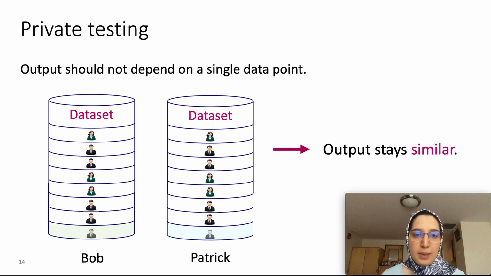So let's make it a bit more specific. If the output does not reveal information about the data set, we expect that the output does not depend on a single individual in the data set. So if I change the value of a person like Bob in the data set and change it to the value of some other person like Patrick, I expect the output to be similar. I expect it to not change drastically, basically, by this single change.